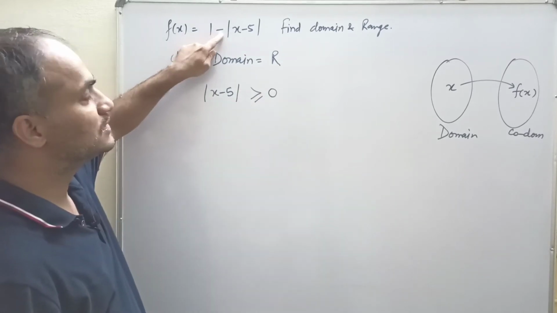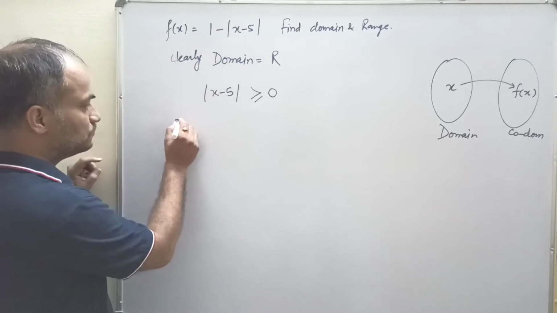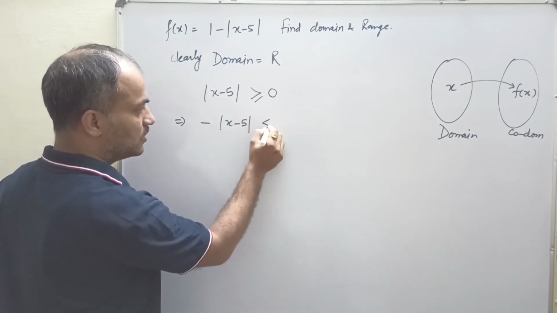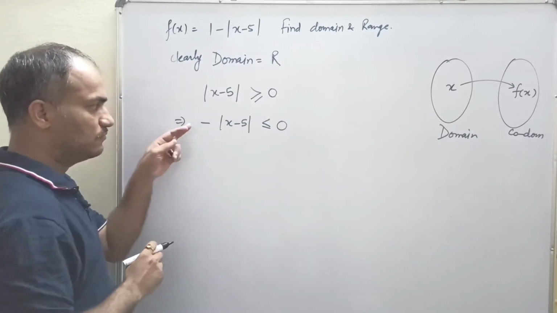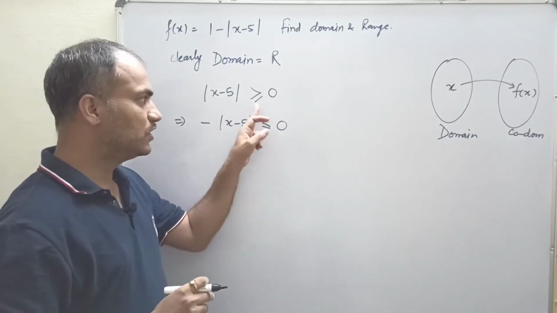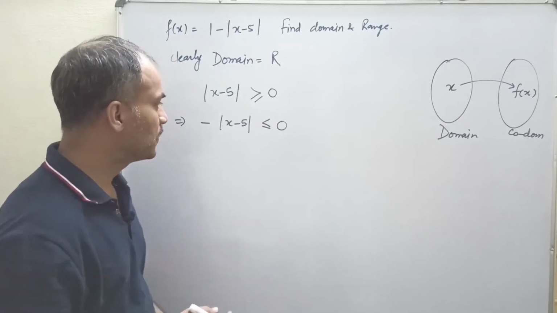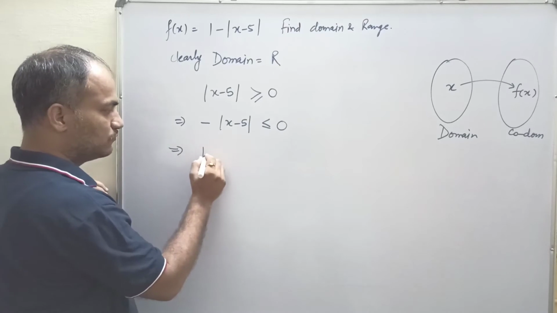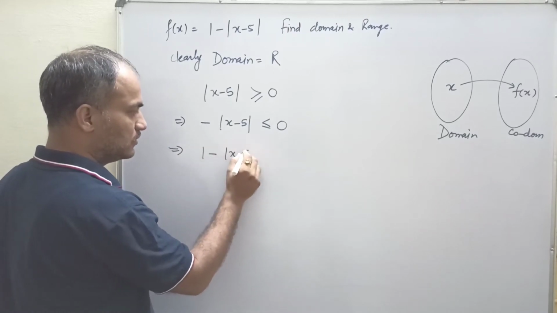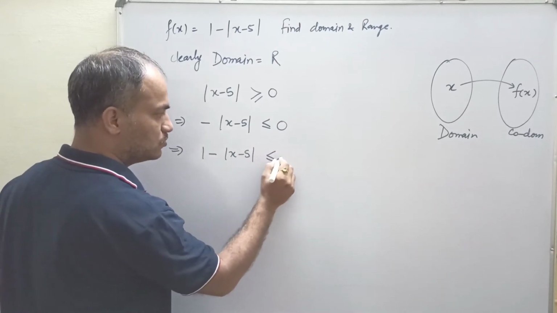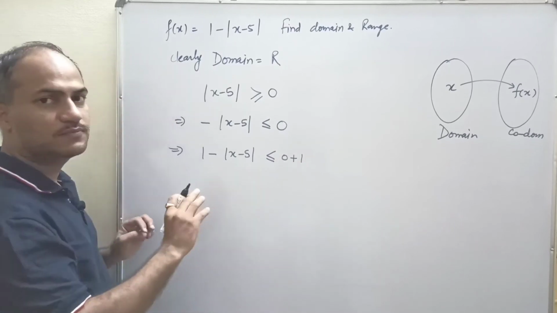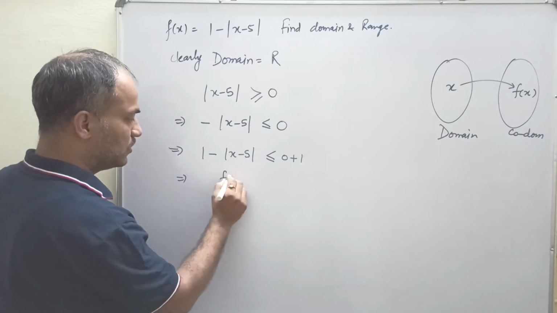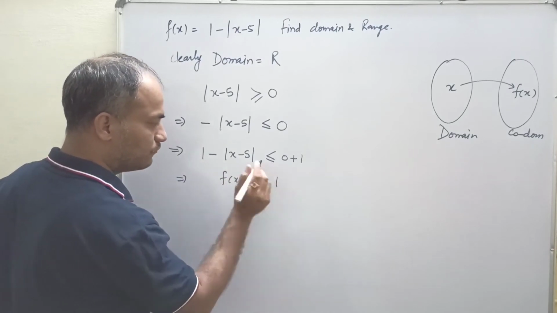In the function it is given minus, so we multiply throughout by minus. This becomes less than or equal to 0. Multiplying with a minus sign, the sign of the inequality is changed. Now 1 is also there, so add 1 on both sides. So 1 minus |x minus 5| is less than or equal to 0 plus 1. So we are adding 1 on both sides. So this is what? Just the function. This function is less than or equal to 1.